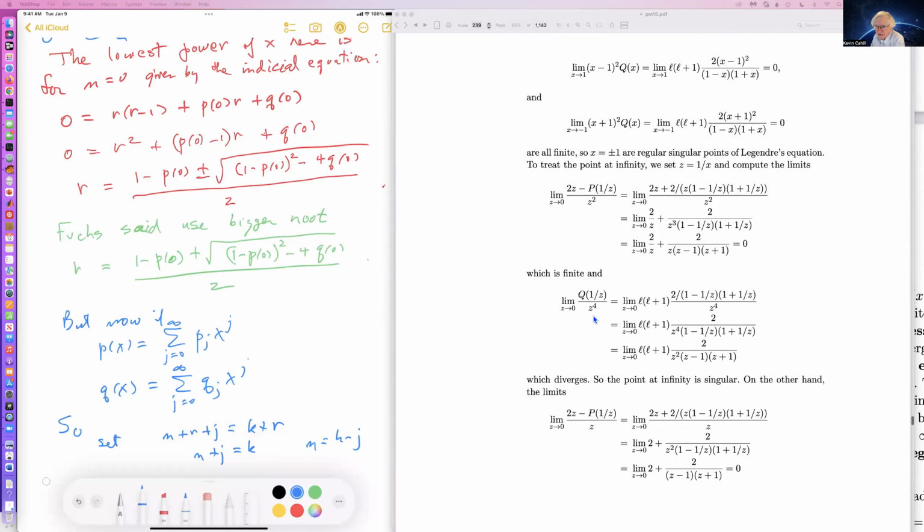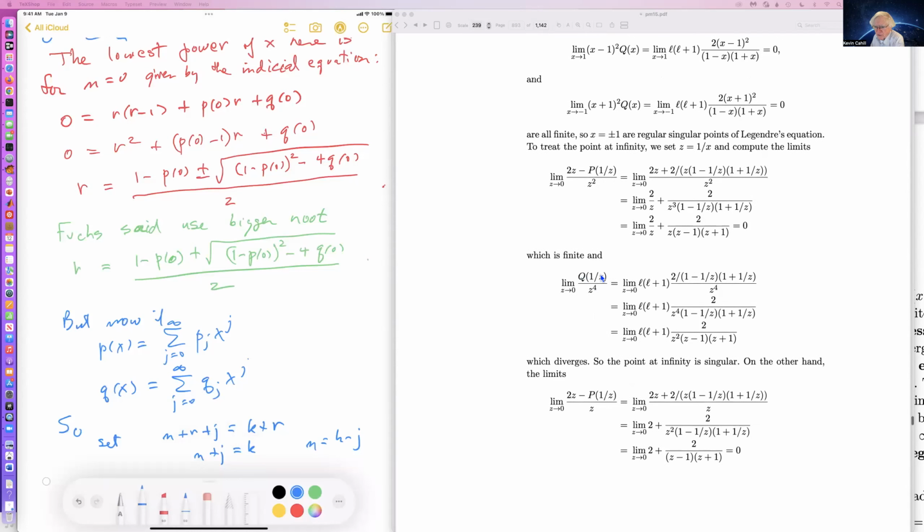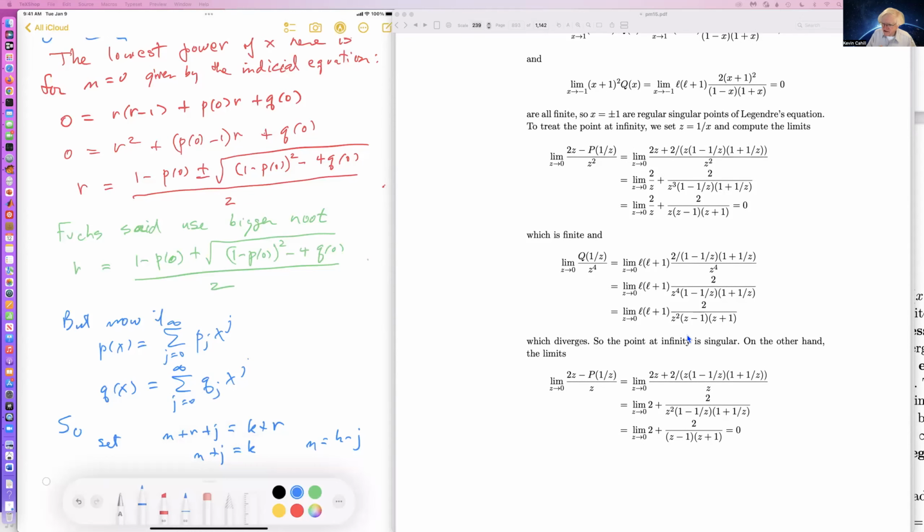Over here, you take q of 1 over z divided by z to the 4th, and you get this expression. And now, because we've got an extra factor of z squared, we actually get something that's infinite, 2 over z squared times minus 1, essentially. And as z goes to 0, this goes to infinity. So the point at infinity is singular.